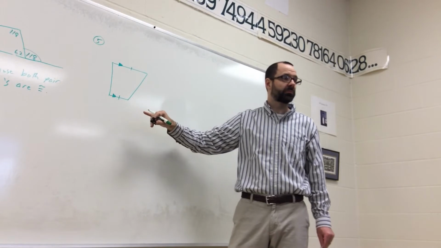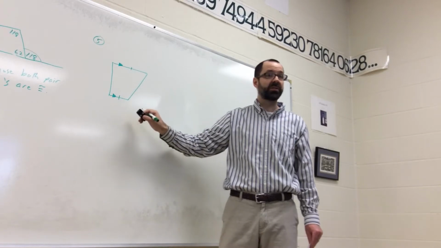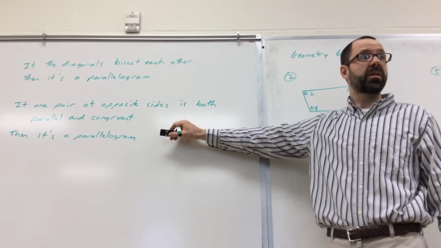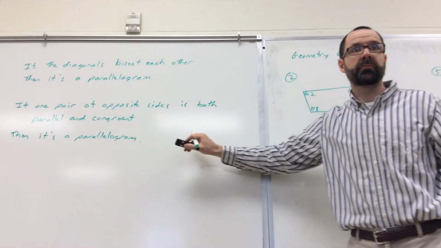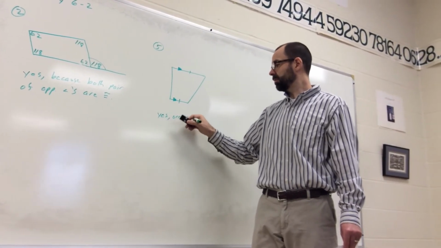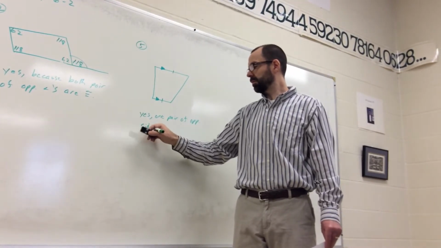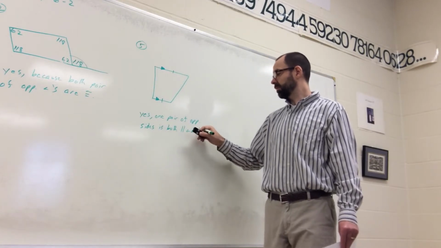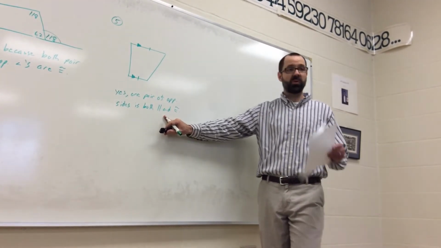So, is it a parallelogram? Yeah, it is, because according to this theorem here, if one pair of opposite sides is both parallel and congruent, then it's a parallelogram. So yes, it is a parallelogram because one pair of opposite sides is both parallel and congruent.